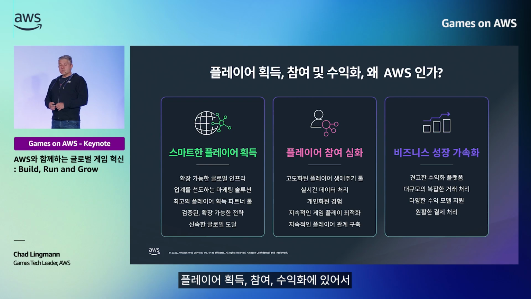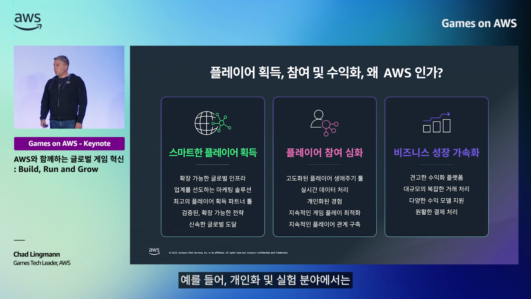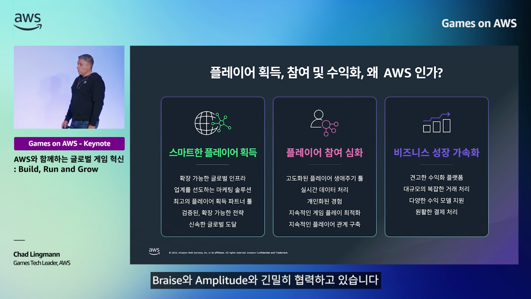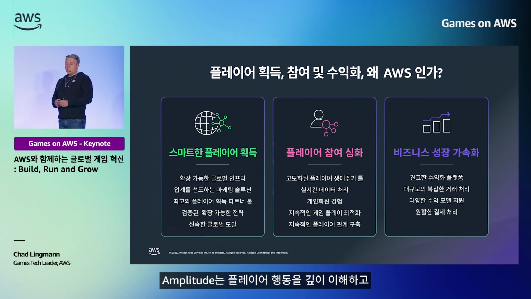When it comes to player acquisition, engagement, and monetization, AWS has partnered with industry-leading solution providers. In personalization and experimentation, we work closely with Braze and Amplitude, for example. Braze excels in player engagement through sophisticated messaging campaigns, while Amplitude provides deep analytics to understand and optimize player behavior.